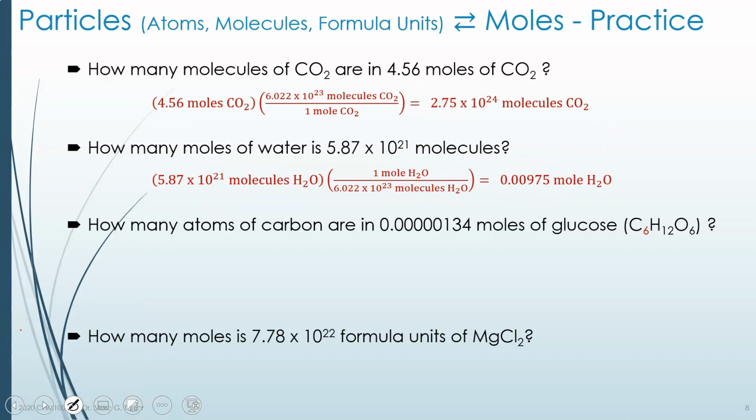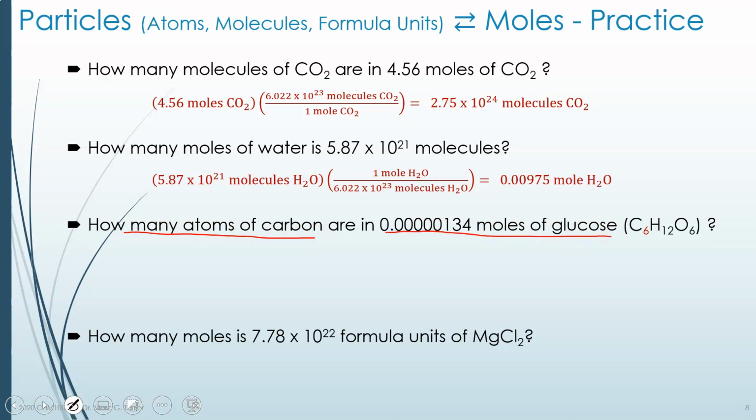How many atoms of carbon are in 0.000000134 moles of glucose? And the formula for glucose is C6H12O6, which means each molecule of glucose has 6 carbons in it. Well, we're asked how many atoms of carbon, and we're given how many moles of glucose.